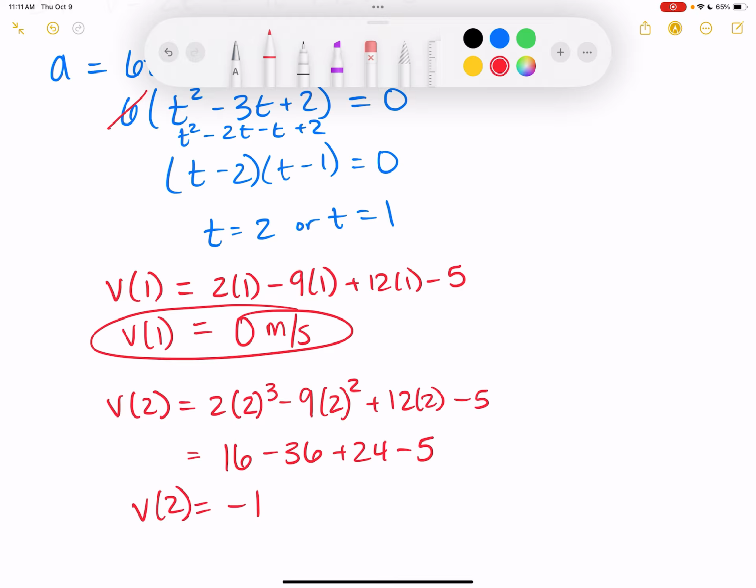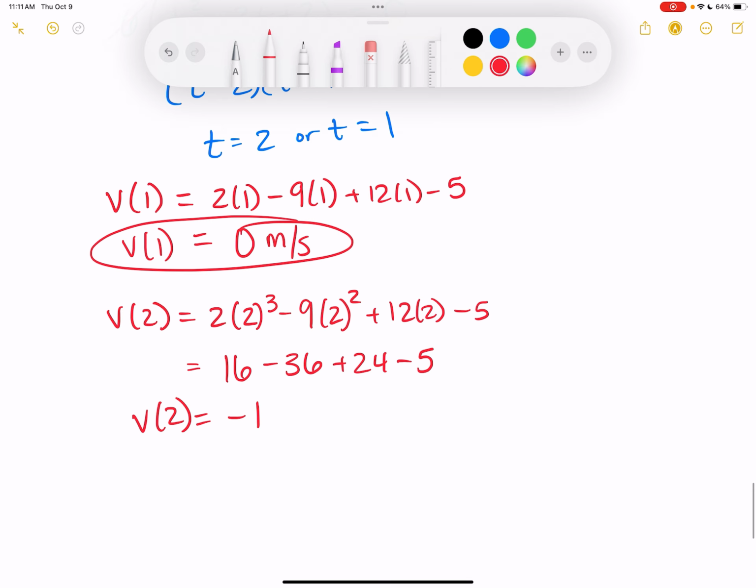So the velocity is negative 1, but I'm technically finding speed, right? I think that's what it said. Yeah, find the body's speed. So that means that's the absolute value of velocity. So the absolute value of negative 1 is equal to 1 meter per second. That would be my speed.